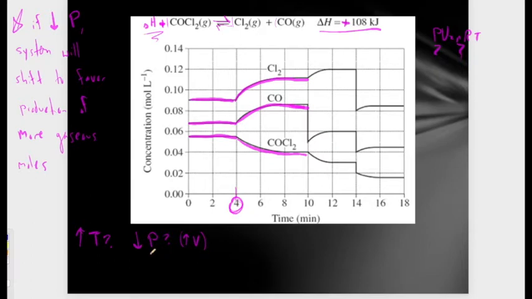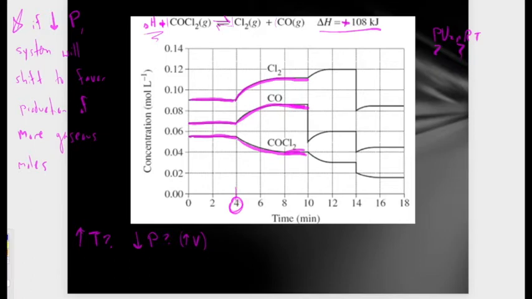Well, I hope you guys understand that a temperature change causes a change in K. So what I could do is I could calculate the K before 4 minutes using these concentrations. Then I could calculate the K when equilibrium has been reestablished. Looks like equilibrium gets reestablished at about 8 minutes. That's when these concentrations become steady again. So why don't we see what our K values are?